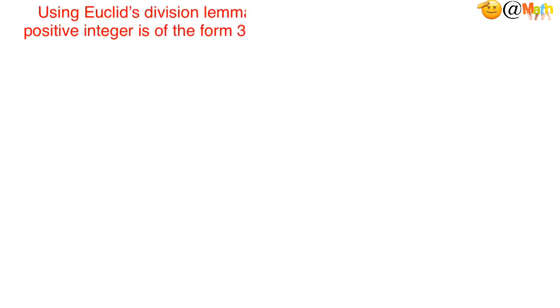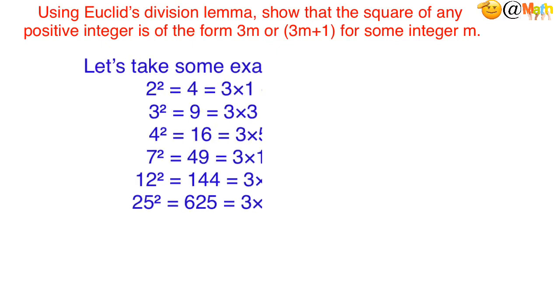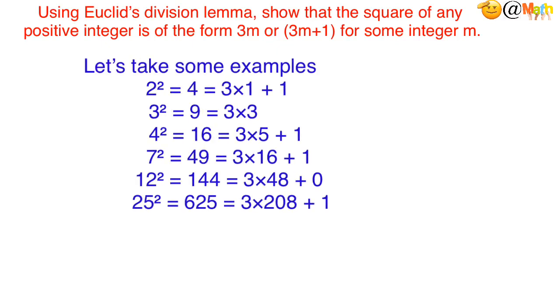Using Euclid's division lemma, show that the square of any positive integer is of the form 3m or 3m plus 1 for some integer m. Here 3m means a multiple of 3 and 3m plus 1 means 1 more than a multiple of 3. Let us take some examples. Square of 2 is 4, which is 1 more than a multiple of 3. Square of 9 is a multiple of 3.